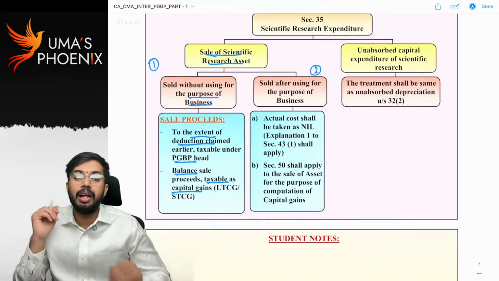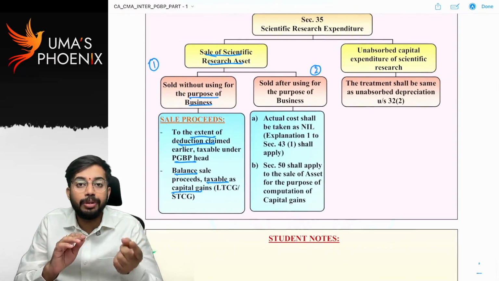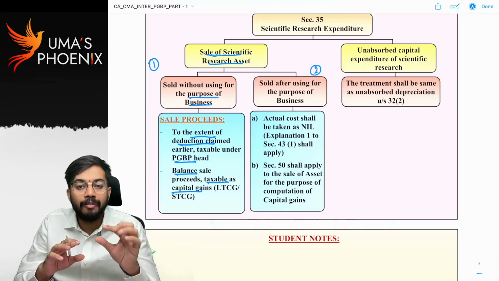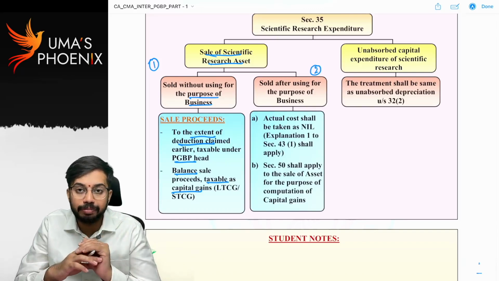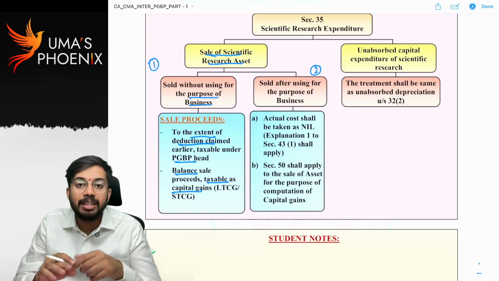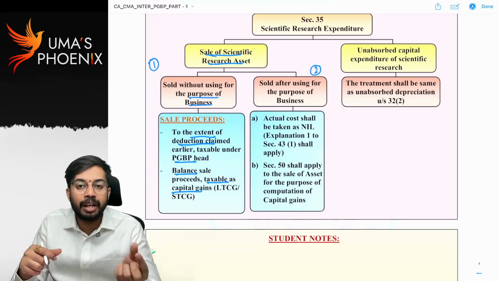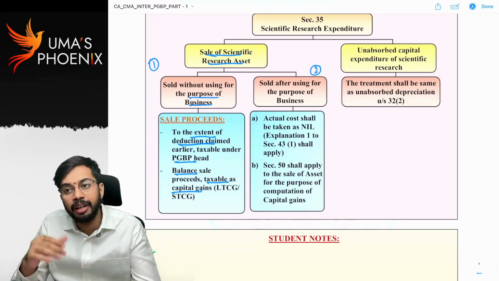What is case 2? In case 2, I am not selling the asset. I am using the asset in another department. Let's say I purchased laptop worth 80,000 rupees in 24-25 for scientific research. Total 80,000 rupees I claimed as deduction in P&L account. Next year, the laptop became outdated. So I shifted laptop from scientific research department to accounts department. So whenever I transfer asset from scientific research department to another department, then it is not used for scientific research, but it is used in the business only.